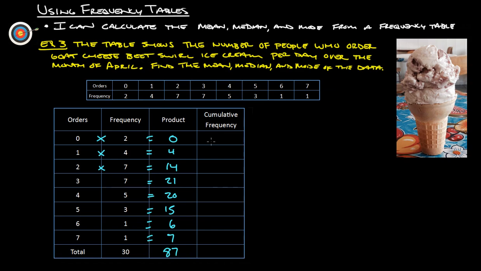So 87 cones there. Now the cumulative frequency here, after I finish all this, is our total frequency that we have so far. So we had 2 different times there were no orders. Okay, we had 4 different days that there was 1 order. So 2 plus 4, cumulative frequency is 6, right? And then 6 plus 7 is 13. 13 plus 7 more is 20. 20 plus 5 is 25.